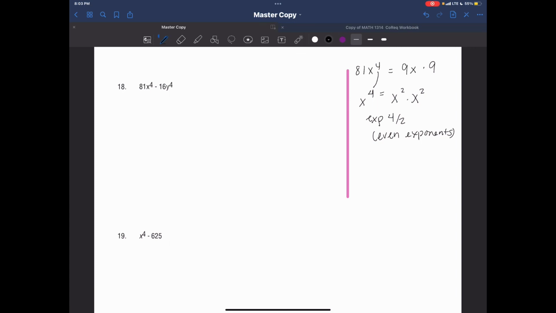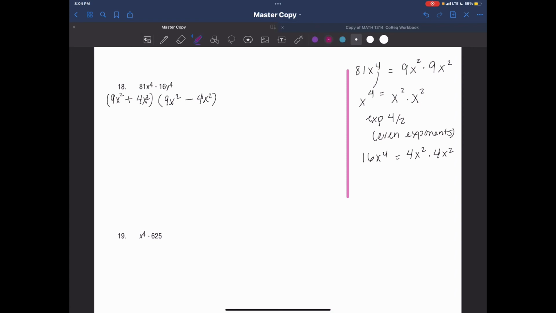So going back to 81x to the 4, this is 9x to the second times 9x to the second. And then I bring down the 16x to the 4, and that's going to be equivalent to 4x squared times 4x squared. So let's go ahead and start this right here. So again, you want to have a plus and a minus. It doesn't matter the order. We're going to fill in the linear sentences. So right now I have 9x squared and then plus 4x squared. And then the second one is 4x squared.